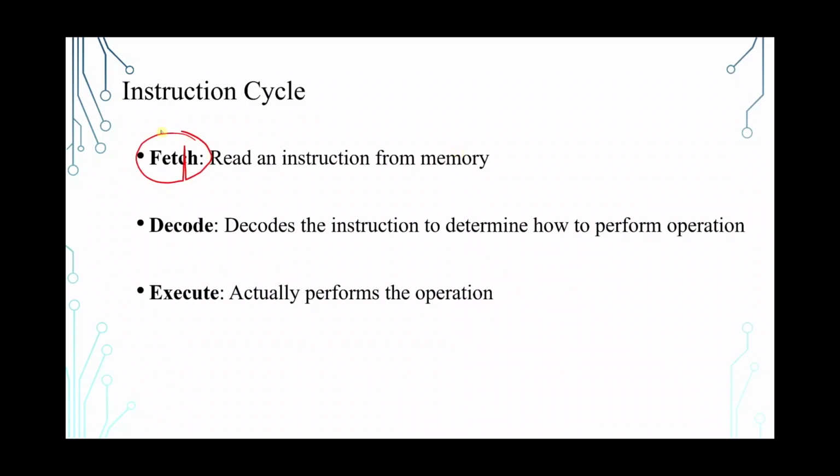The fetch step. Fetch means read the instruction from the memory. The decode step decodes the instruction to determine how to perform the operation, what the instruction means. The execute step actually performs the operation. Just do it. So you fetch the instruction, you decode the instruction, and now you know what to do with it, and now it's time to do it.